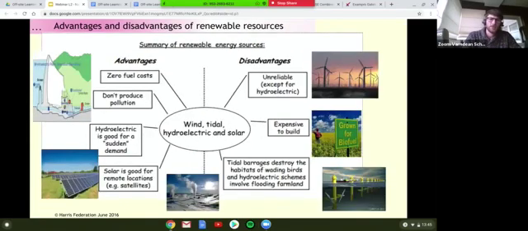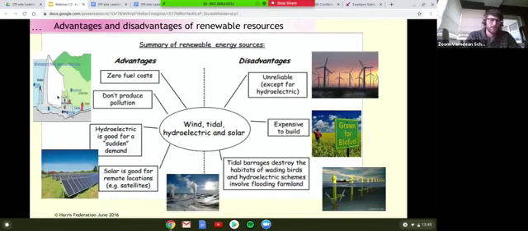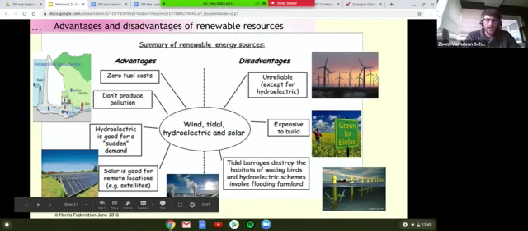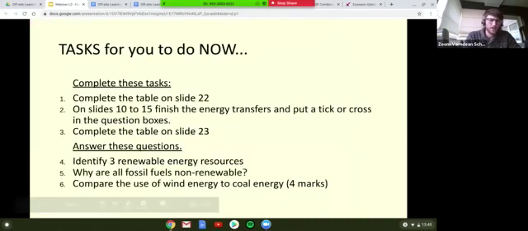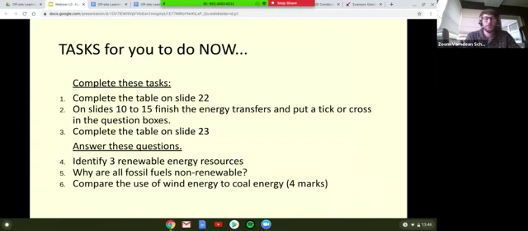The second one here, we've got a list of advantages and disadvantages for renewable energy resources. We've got some lovely pictures around here as well, showing all of these different renewable energy resources. Now, you are going to have to use those when you answer question 6, which is to compare the use of wind energy to coal energy, and there's 4 marks available for that. So these are the tasks for you to do now, or before the end of week when your hand-in date is due.